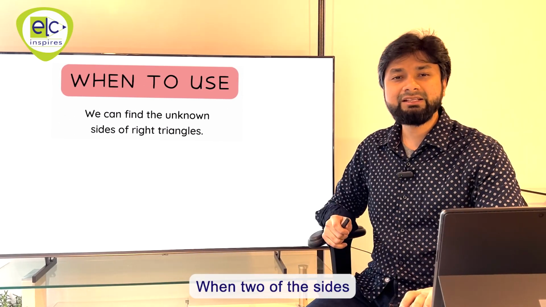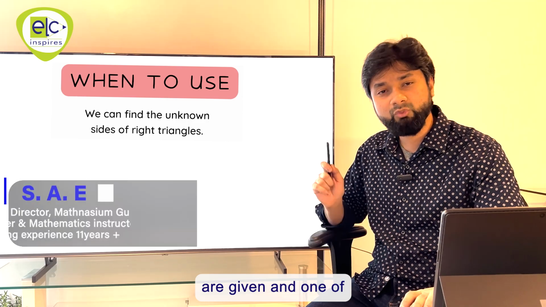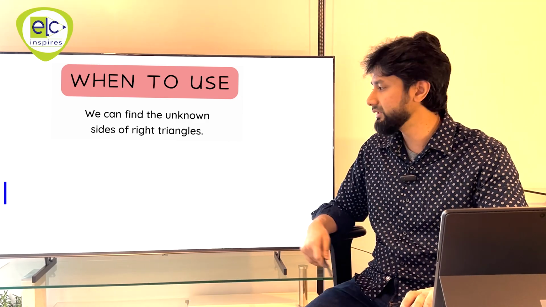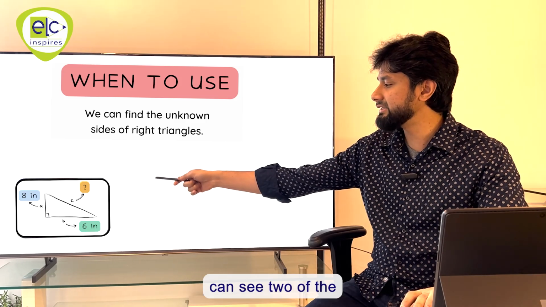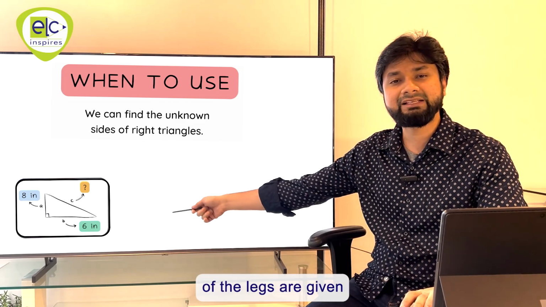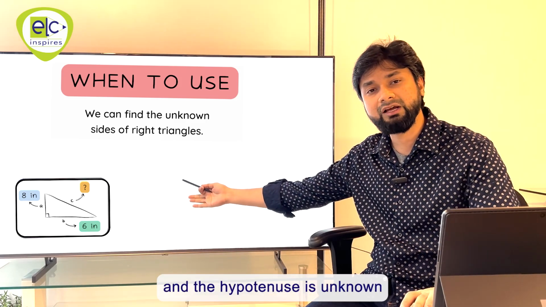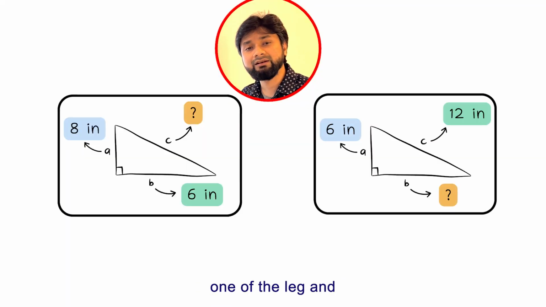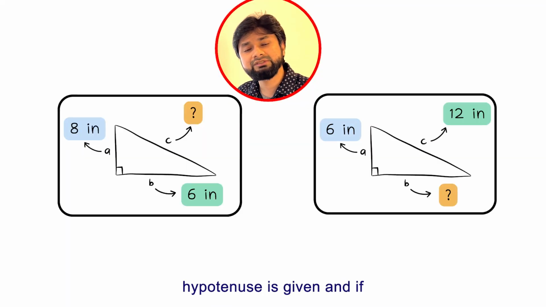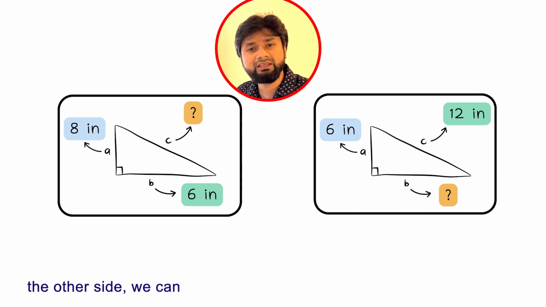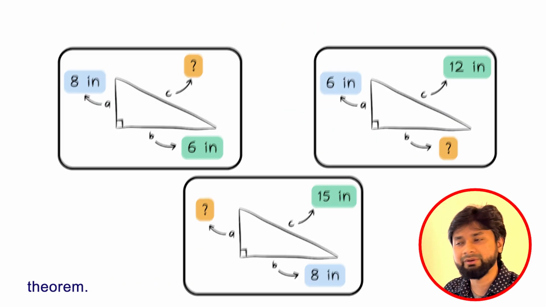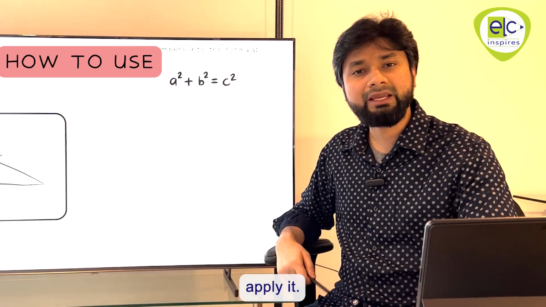So when can we use the Pythagoras theorem? When two of the sides in a right angle triangle are given and one of the sides is unknown, we can easily use the Pythagoras theorem. For example, if two of the legs are given and the hypotenuse is unknown, we can use it. We can also use it when one of the legs and the hypotenuse are given, and they want you to find the other leg. So let's try how to apply it.